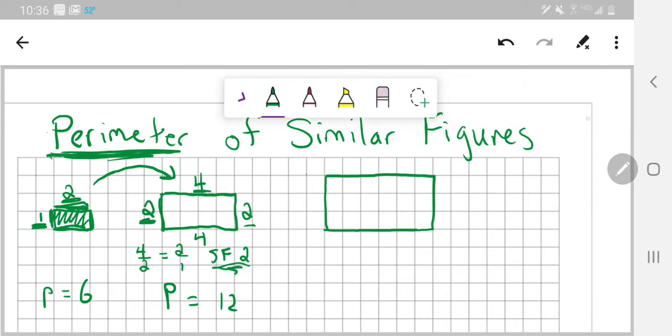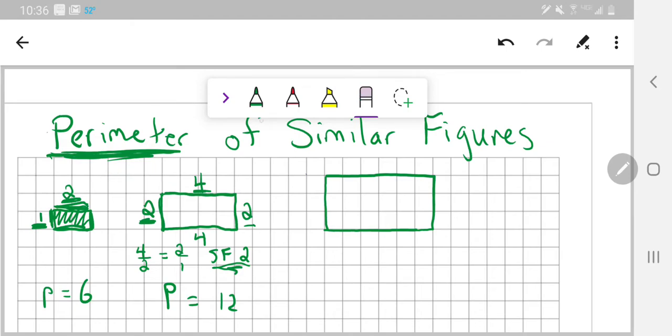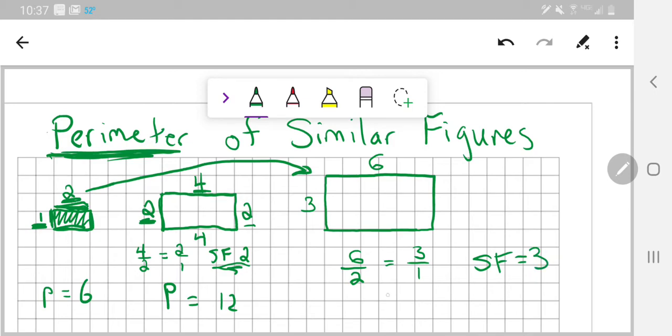Let's now check out this next one. All right, so instead of going to that middle shape, we're going to jump all the way over here. See if you can figure out the scale factor. What were all the side lengths multiplied by to get this new shape here? Well, it looks like this is 3 and this is 6. So if we put the new shape lengths on top, so that's 6, and its corresponding side would be 2, and 3 to 1, we can see that that gives us a scale factor of 3. All right, so now let's see if the perimeter is affected by that same scale factor.